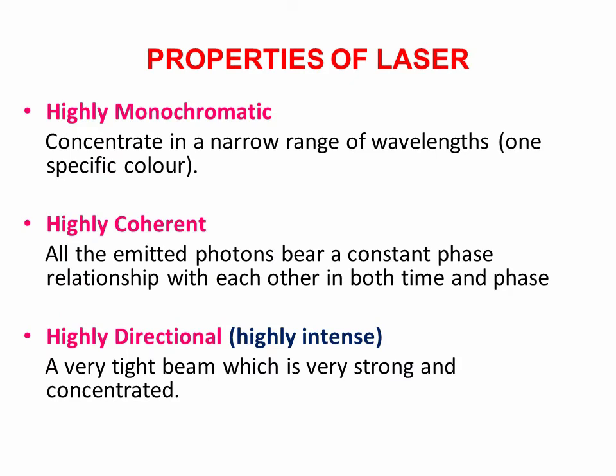Now, let us see the properties of laser. We can say these are the major characteristics of laser. These properties are entirely different from ordinary light sources. They are highly monochromatic, that is, it has one specific color. Highly coherent, all the emitted photons are in the same phase. Highly directional, we can send this beam to the moon. Since it is very directional, it is highly intense. So, these are the very important characteristics of laser.